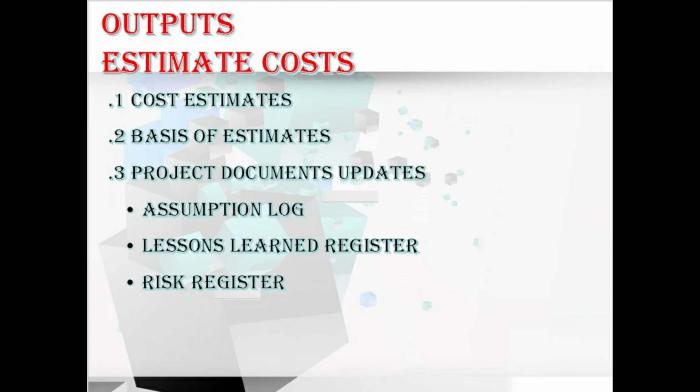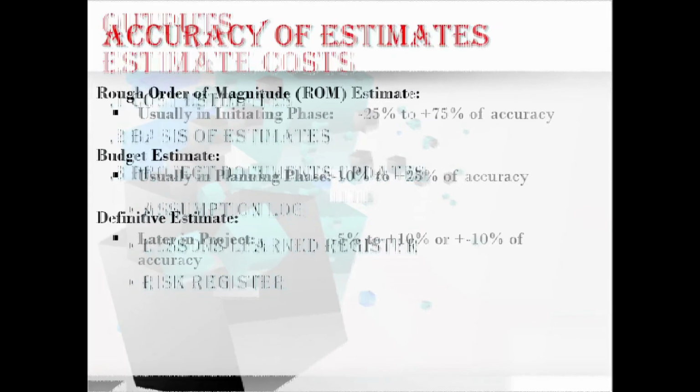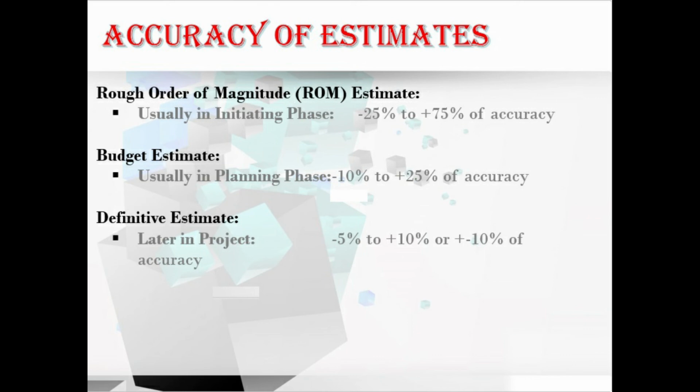Here we need to understand the accuracy of estimates, which can be derived by ROM, budget estimate or definitive estimate. Referring to the slides, we have a rough order of magnitude, ROM, which is usually done in the initiating phase, and the range varies from -25% to +75% accuracy. Also the budget estimate, which is in the planning phase, has a range from -10% to +25% accuracy, and the definitive estimate, which occurs later, has a range from -5% to +10% accuracy. Hope you understand the accuracy of estimates.